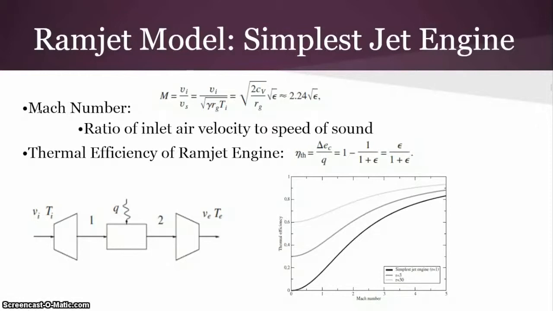The thermal efficiency of a simple jet can be expressed in terms of the kinetic energy and thermal energy per unit mass absorbed by air. Thus, it is evident that the efficiency depends only on M, and the plot shows this relationship. For velocities below the speed of sound, the thermal efficiency is less than 20% for a ramjet engine.